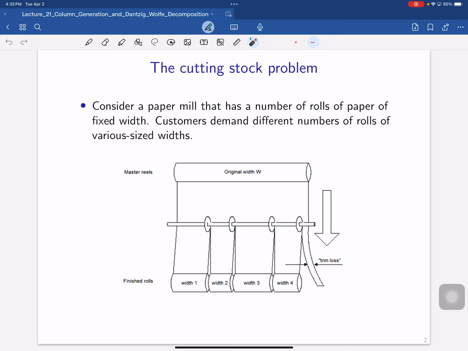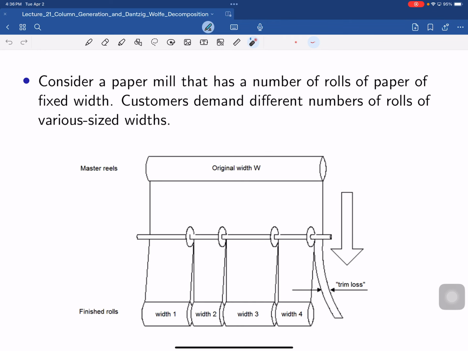And then the paper mill is producing paper rolls of different width. Right? So you can think about you have different widths of paper you want to produce from these so-called master reels. The original paper has a fixed length. You can think about this length as maybe 100, right? Each of these paper rolls is of the same length, maybe 100 inches, right?